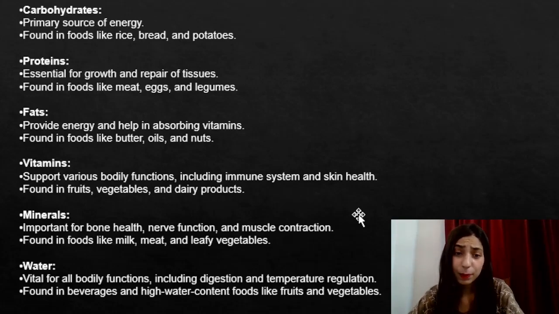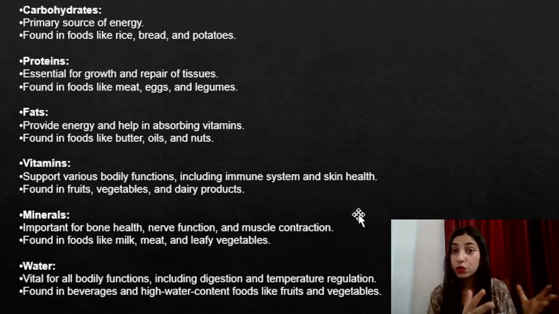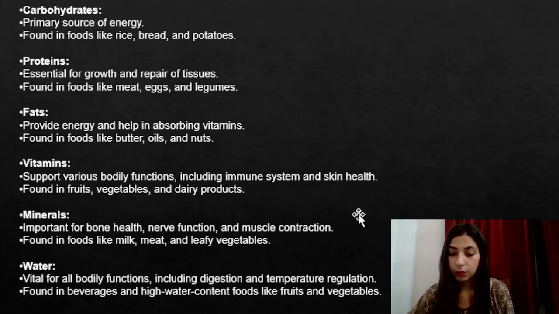Fats provide energy and they help in absorbing vitamins. Basically, they help in absorbing vitamins, but they also provide energy. And you need to know that if you need instant energy, you need carbohydrates. But if you need a lot of energy and you don't have the carbs, then you get this energy from the fats because fats store energy. So the largest amount of energy is given by fats only, in the stored form. These fats are found in foods like butter, oils, nuts.